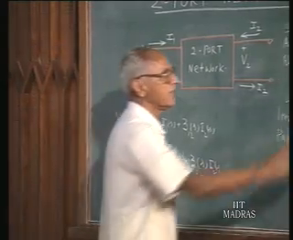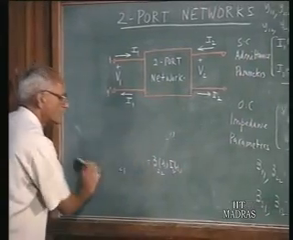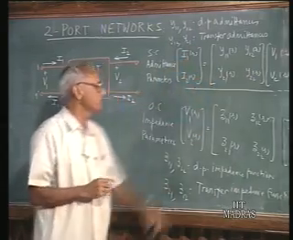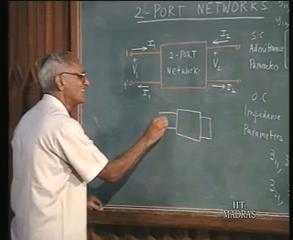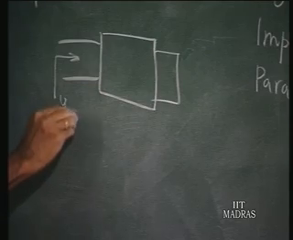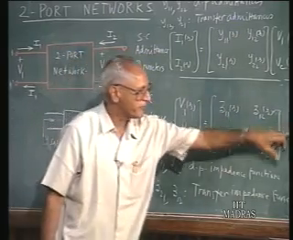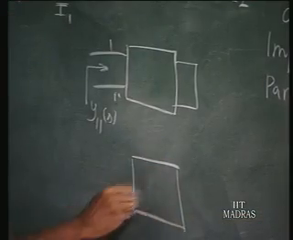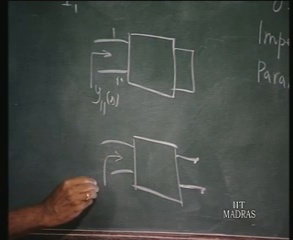That does not mean that Y11 is the inverse of Z11. Look at the definition of Y11. How do you find Y11? It is the ratio of I1 to V1 when V2 is 0. So, you short circuit this and measure this admittance, that is Y11 of S. How do you define Z11? It is the ratio of V1 to I1 when I2 is 0. So, you are keeping this open circuited and measuring this impedance, that is Z11 of S.